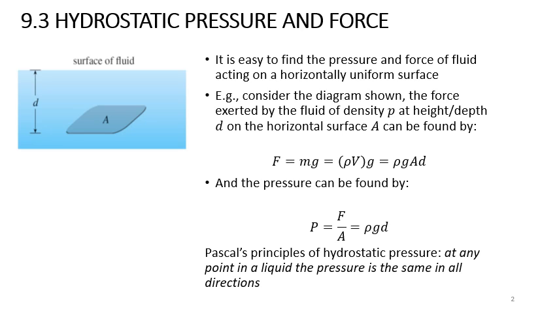So it is easy to find the pressure and force of fluid acting on a horizontally uniform surface. Okay, so let's say you consider the diagram shown here. The force exerted by the fluid with the density rho, not P, so it's to be rho, at a height or depth D on the horizontal surface, you know that pressure equals rho g h. In this case, the height h is D, so rho g D. So the force is pressure times area, so you get rho g A D.